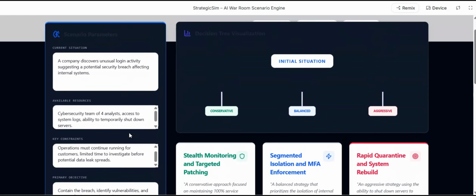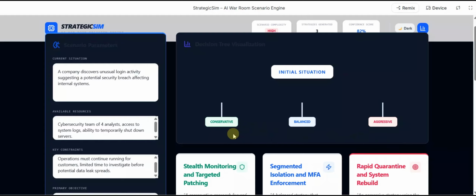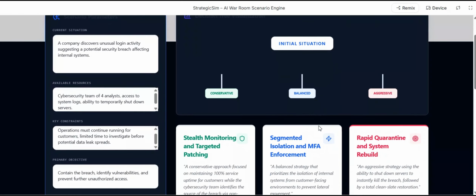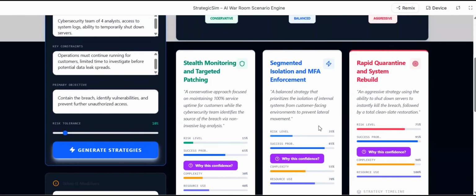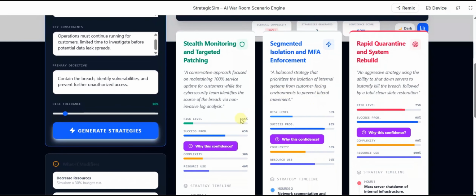So, as you can see, there are three approaches that have been generated, namely conservative, balanced, and aggressive. Instead of just giving one answer, the system presents multiple possible approaches, in this case, three. This is intentional because strategy is rarely about a single correct choice, it's about evaluating the trade offs. For example, one strategy may prioritize rapid containment while another may focus on deeper investigation first. Each has implications, and the system helps highlight those differences.